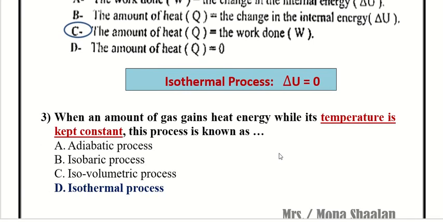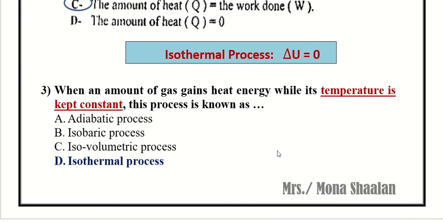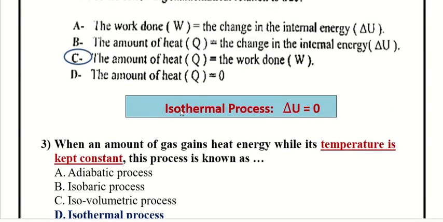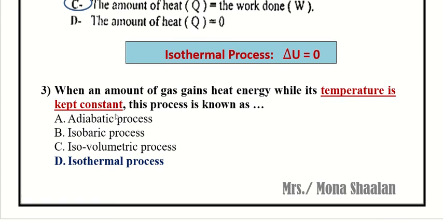Question number 3. When an amount of gas gains heat energy while its temperature is kept constant, of course it is the same as this one, as the temperature is constant, so this process is an isothermal process.